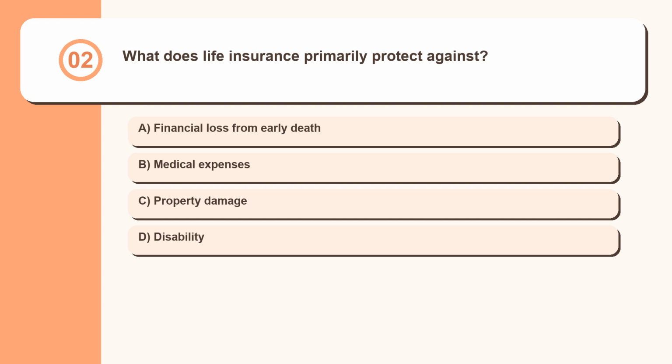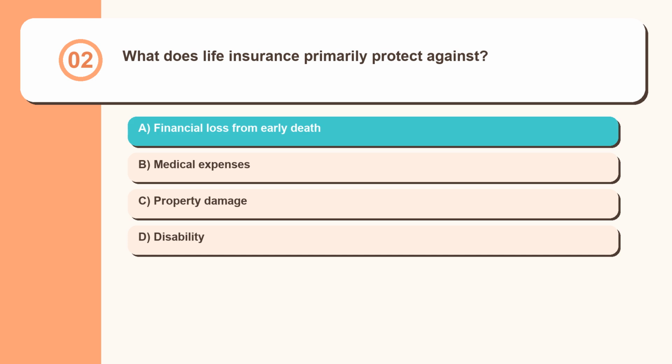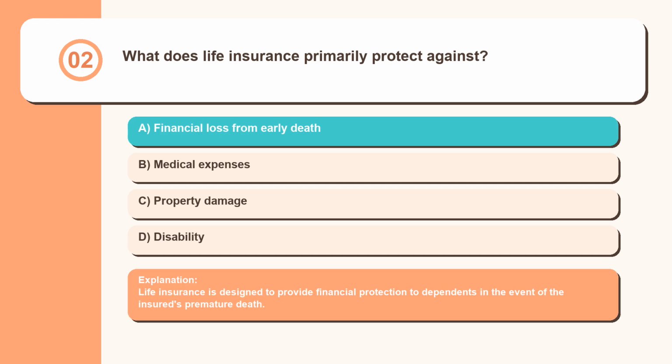Question 2. What does life insurance primarily protect against? Financial loss from early death, medical expenses, property damage, disability. Life insurance is designed to provide financial protection to dependents in the event of the insured's premature death.